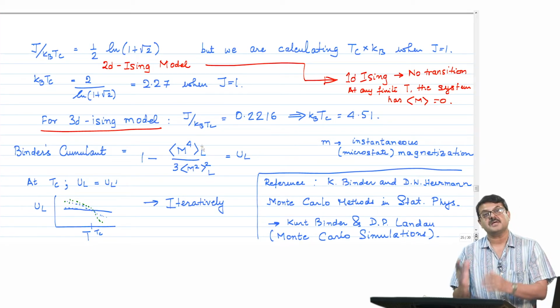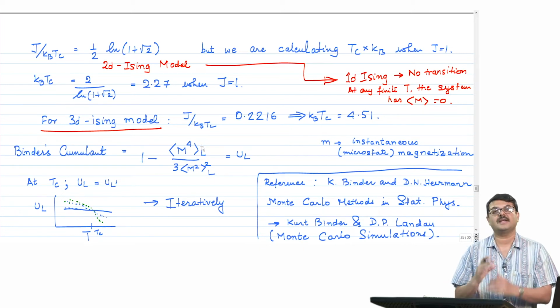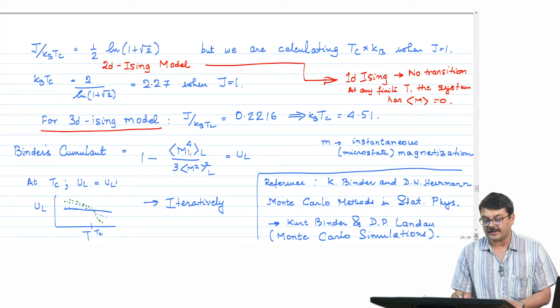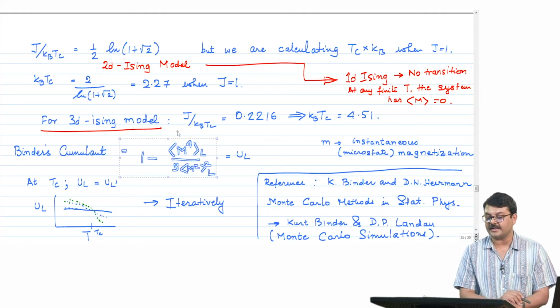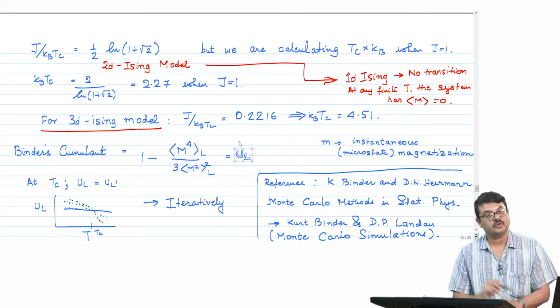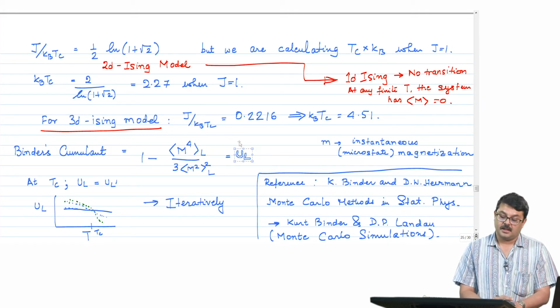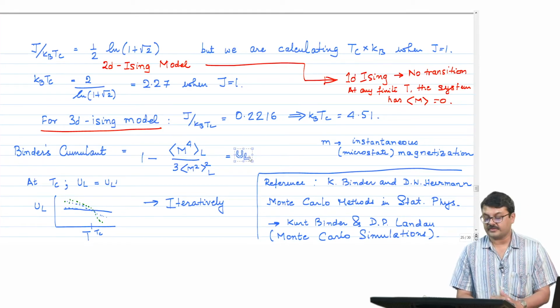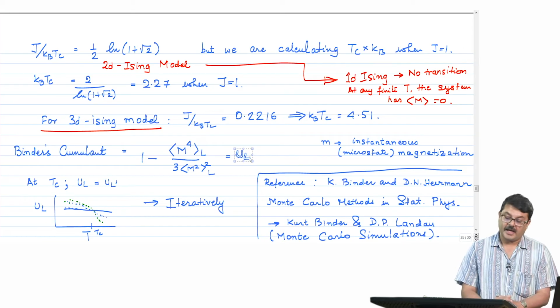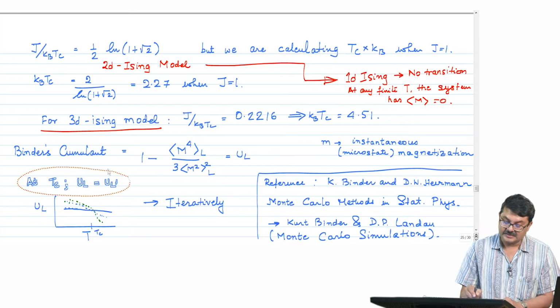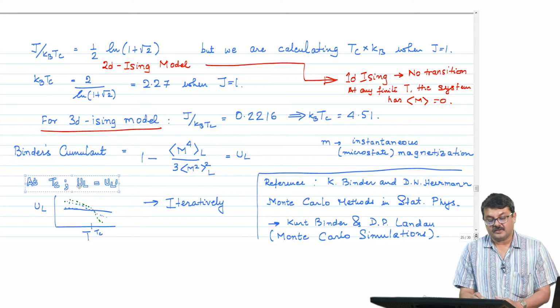So, for different box sizes, for different lattice sizes, you can calculate the M4 average, calculate the M square average, square it, and calculate this entire quantity, and this is called U of L or the Binder's cumulant. Now, you can calculate this quantity for different box sizes, different values of L. And at Tc, the value of the Binder cumulant is exactly the same, independent of the box size.